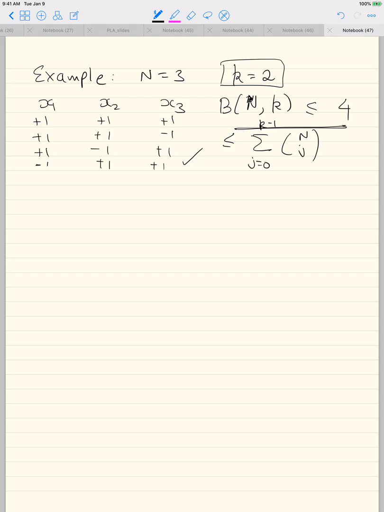In this example, this reduces to 3 choose 0 because n is 3, k is 2. If I look at this upper bound, it is 3 choose 0 plus 3 choose 1, which is 4. So no matter what combinations you start with, how you proceed, you will never be able to have more than 4 dichotomy vectors in this particular example. Okay? So this is what we are going to prove. So is the definition of B(n,k) clear? What B(n,k) is?